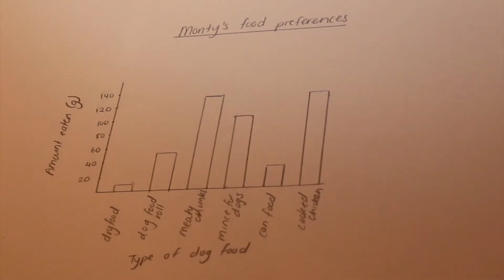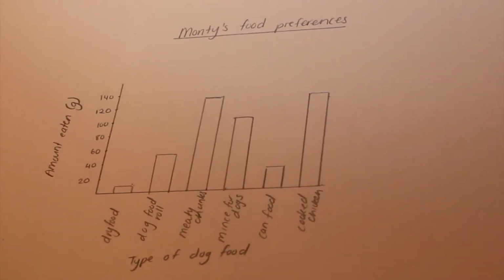Can you see that by drawing our results as a graph, we can determine trends easily? For instance, it can be seen that Monty's favourite foods were cooked chicken and meaty chunks, and his least favourite food was the dry food. Let's say we wanted to make a line graph. A line graph depicts numerical data taken over time.